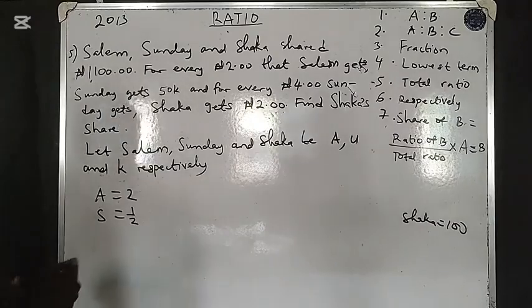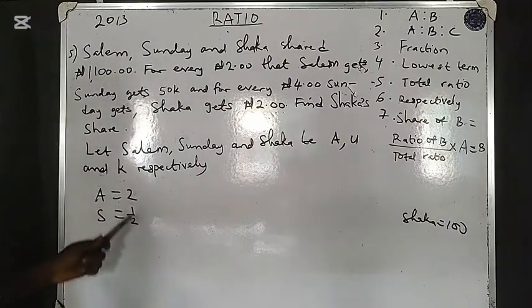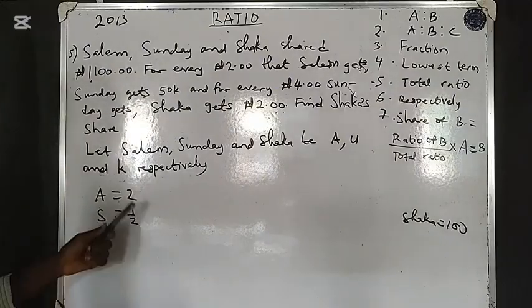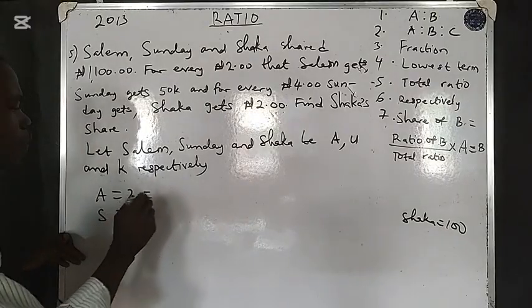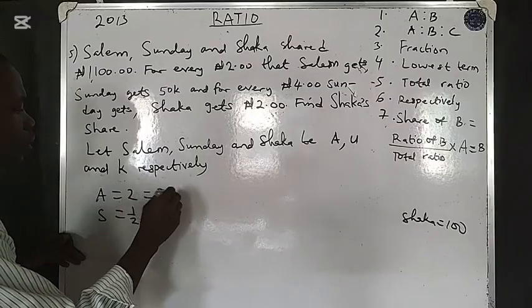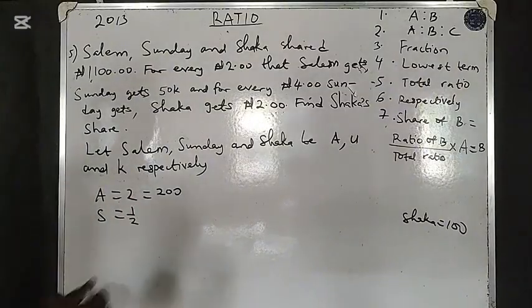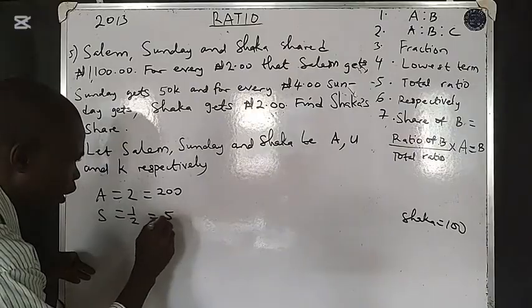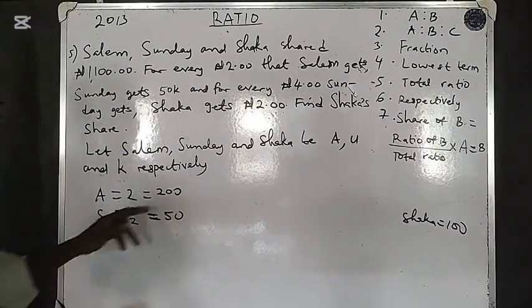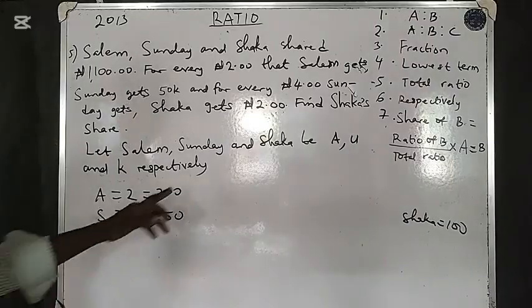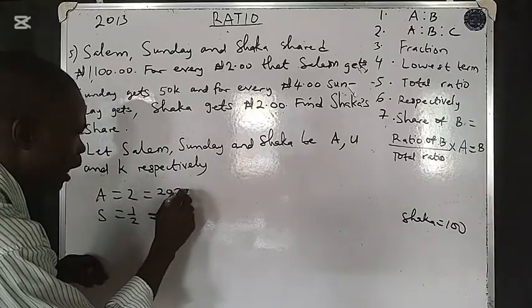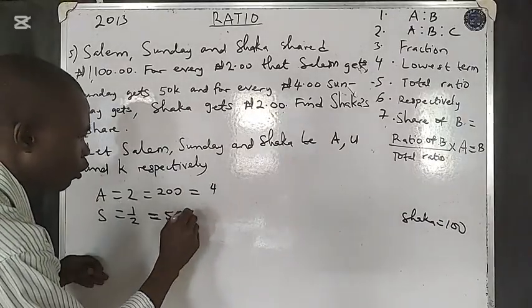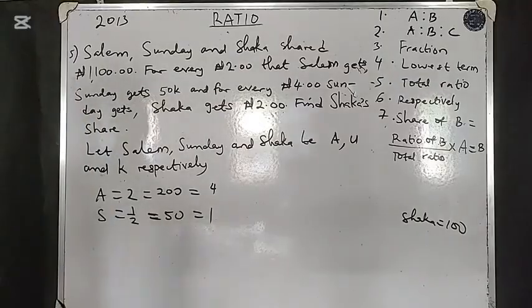So what we do is to convert them to kobo. If we convert 2 naira to kobo, we are going to be having 200 kobo. Then this one is already 50 kobo. Then if we carry them to lowest term, 50 goes there, that will give us 4. 50 goes there, that will give us 1. So this is their ratio.